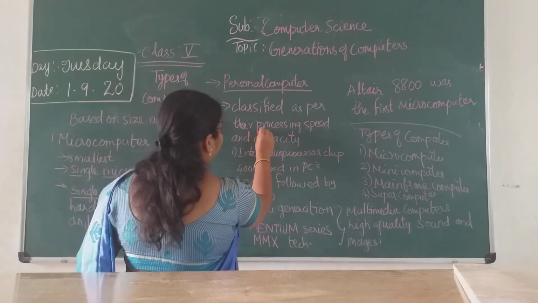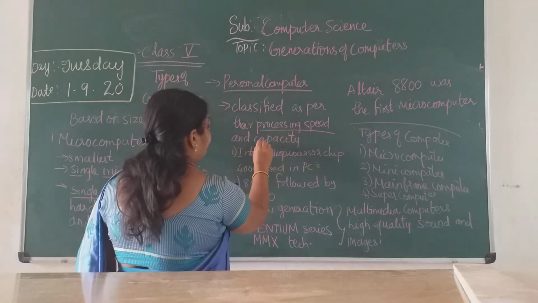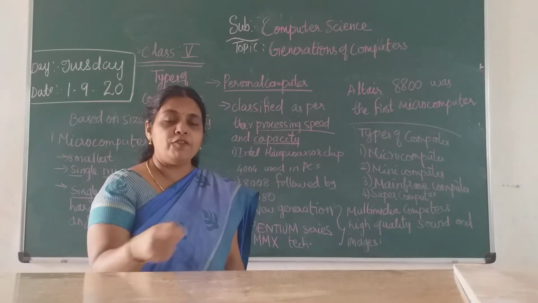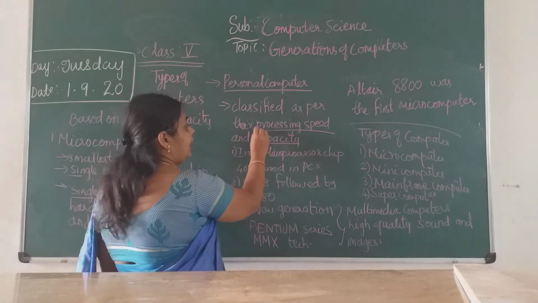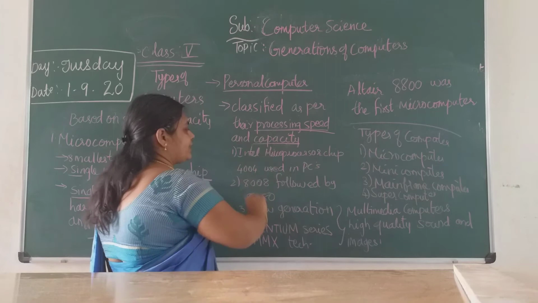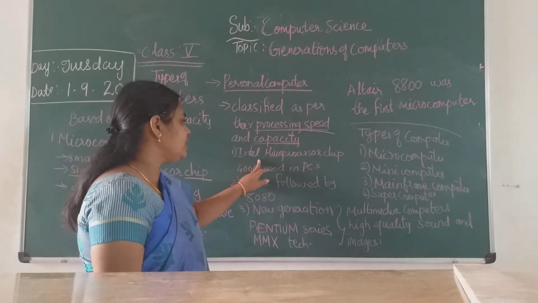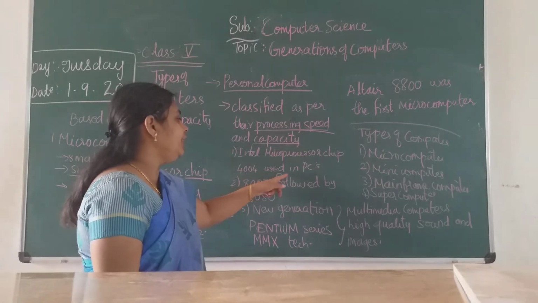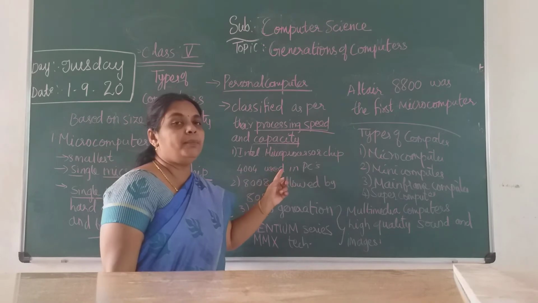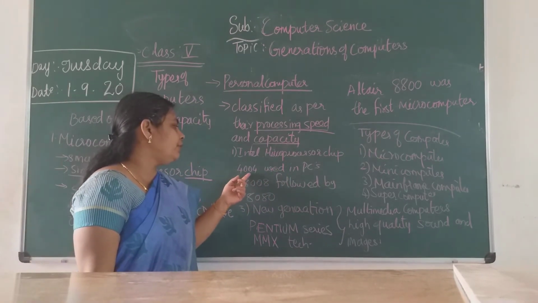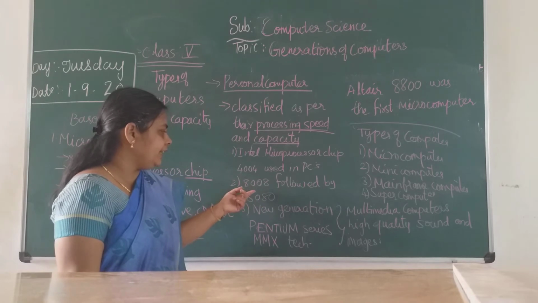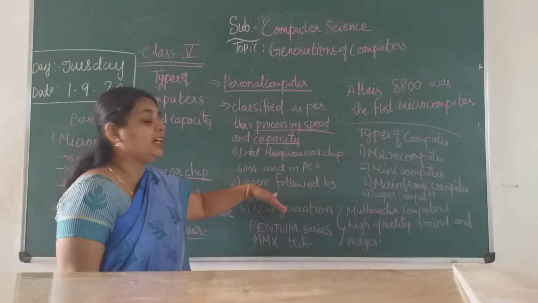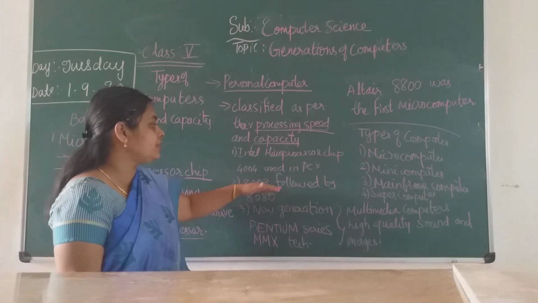So how they are being classified means depending on their processing speed and capacity. When you give instruction to the computer, how fast it does the work, that gives you the processing speed and capacity. So the first one used is Intel microprocessor chip 4004 used in personal computers. Then it is 8008 followed by 8080. So that many series they have designed for this microcomputer.